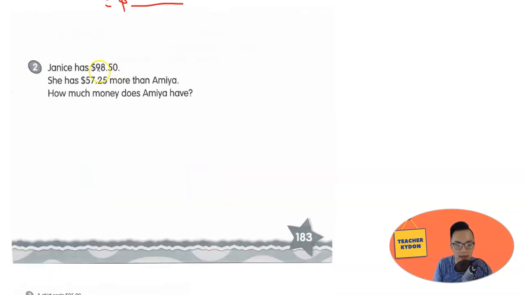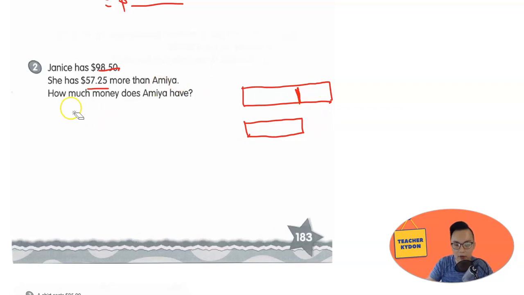Janice has $98.50. She has this more than Amiya. So now you're starting to see questions with more than, less than and fewer than. So Janice has this amount. I'll draw the model for you. Every time you draw the model, you want to draw a longer model on top, and then the shorter model at the bottom, and then you cut it, and then you label the extra part. So the extra part is this one, 57.25. So you put here 57.25. And Janice has this.